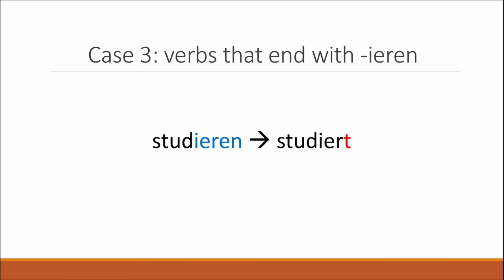So the past participle of studieren is going to become studiert. If we consider informieren, for example, then we're simply going to substitute en with a t. So it's basically the same. Informieren becomes informiert. And that is always true for verbs that end with ieren. So that's also very important to remember.